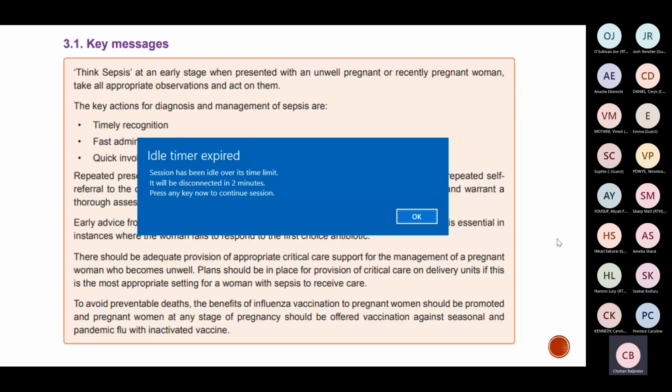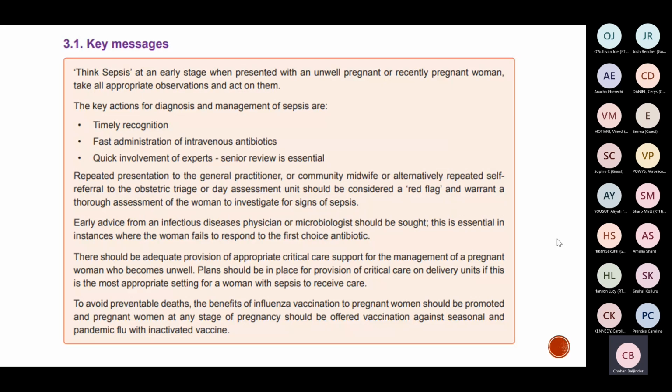And then you should undertake a thorough assessment of the patient, make sure that we haven't missed anything. Seek advice from microbiologists early on, give antibiotics or change them if they're not responding. Have adequate critical care support for patients who become unwell. And it talks about flu vaccination. So this was, let's say, about 10 years ago.